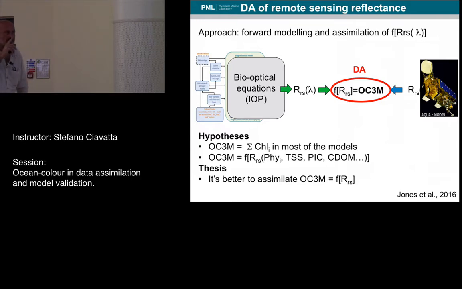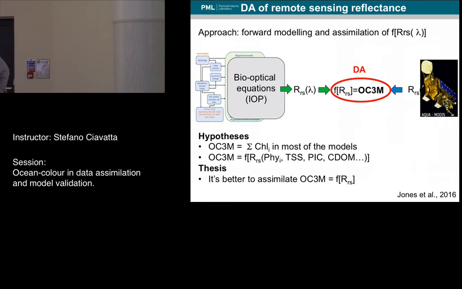Actually, they do something slightly different. They say the OC3M product, computed from satellite using the remote sensing reflectance, is often used as a proxy of total chlorophyll. And also when we are doing data assimilation, we use this OC3M as if it was total chlorophyll. But they say, maybe it's true for the open ocean, but for sure it's not true in the coastal areas. So let's think that this remote sensing OC3M product is not chlorophyll.